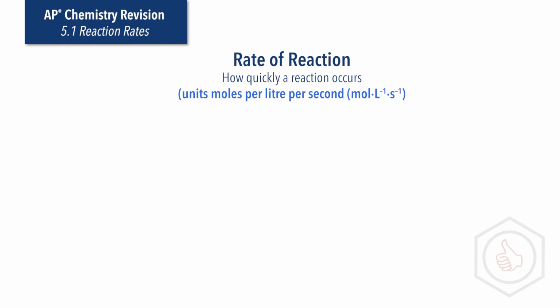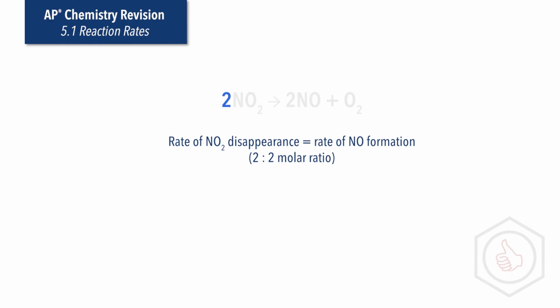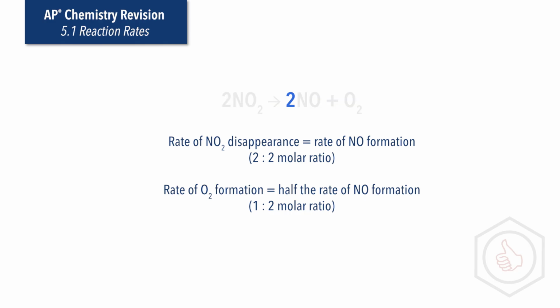The balanced chemical equation of a reaction provides the ratio of how quickly each species is used up or produced compared to one another. For example, for the reaction 2NO2 goes to form 2NO plus O2, the rate of NO2 disappearance will equal the rate of NO formation. Because their molar ratios are the same, for every 2 moles of NO2 that decompose, 2 moles of NO are formed. However, the rate of O2 formation will be half the rate of NO formation, because the molar ratio of NO to O2 is 2 to 1, so for every 2 moles of NO that are produced in a given amount of time, only 1 mole of O2 will be produced.